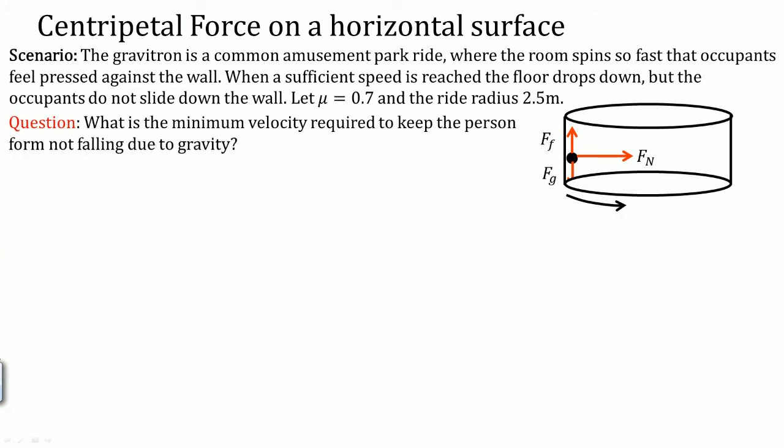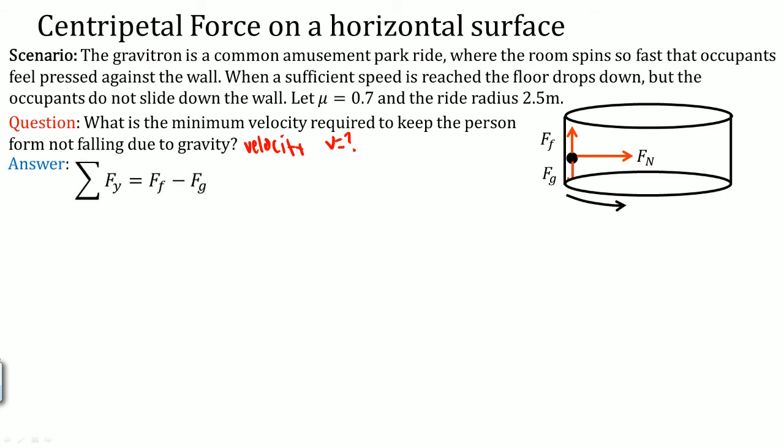What is the minimum velocity required to keep this person from falling due to gravity? So in this case, we're solving for v. Velocity, v equals question mark.